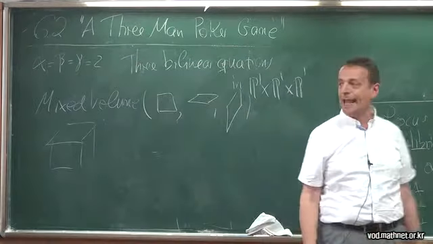Two, the mixed volume of the n distinct facets, modulo translations, of the n-cube. We have the n distinct facets of the n-cube, and we take the mixed volume. And then three, the number of derangements, fixed point free involutions of an n-set.